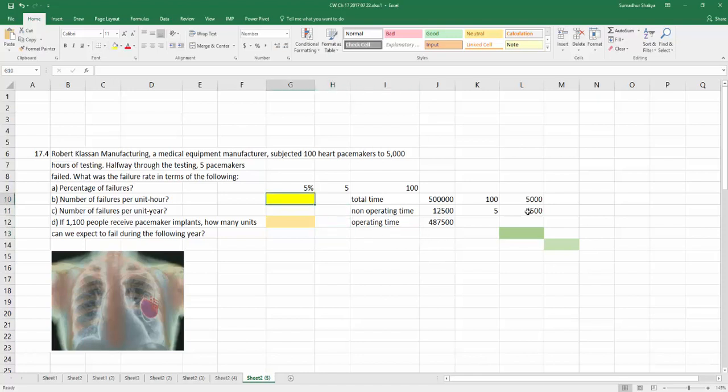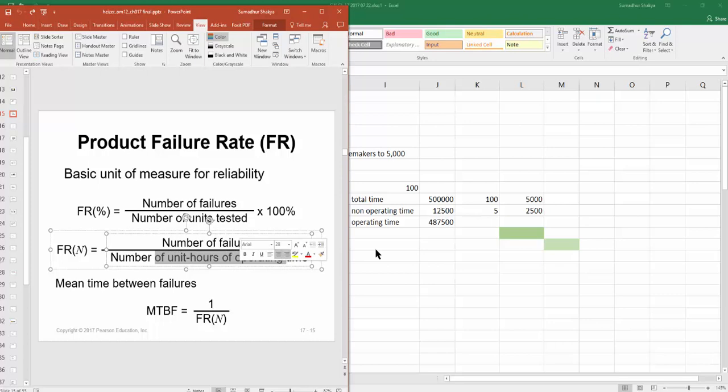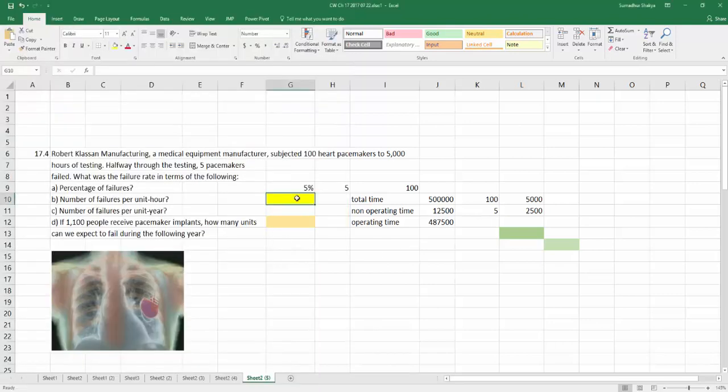So if we want to know the number of failures per unit hour, which is given by the number of failures divided by the number of unit hours of operating time, now we can say equals to 5, which is the number of failures, divided by the operating time, and there you have it. So this is how we would calculate the number of failures per unit hour.